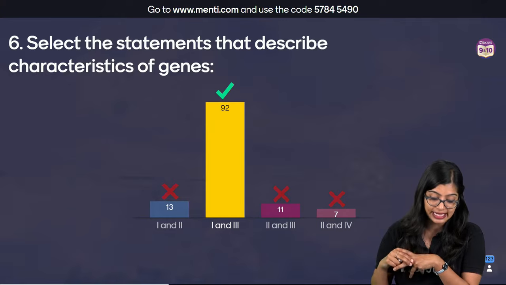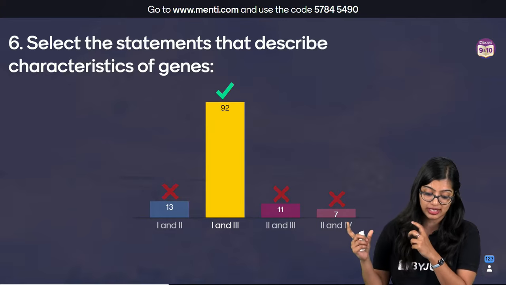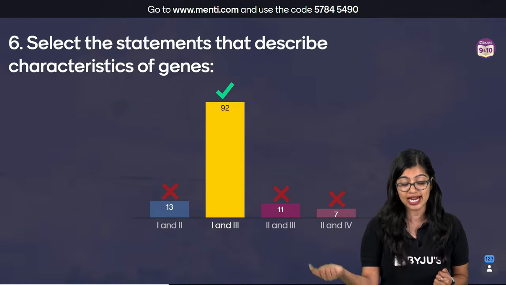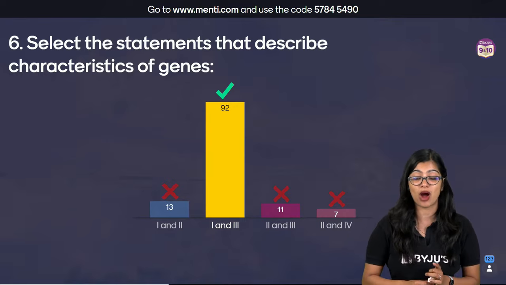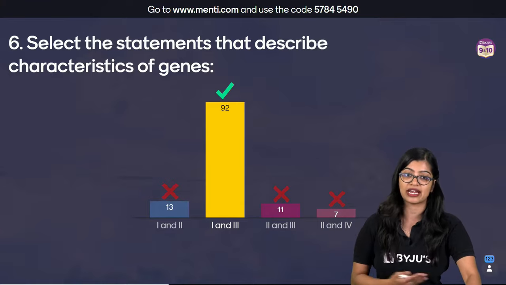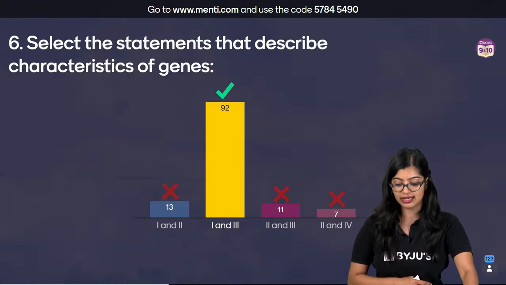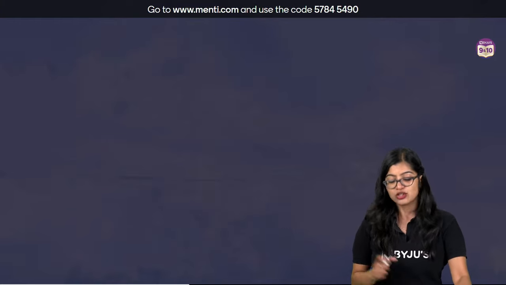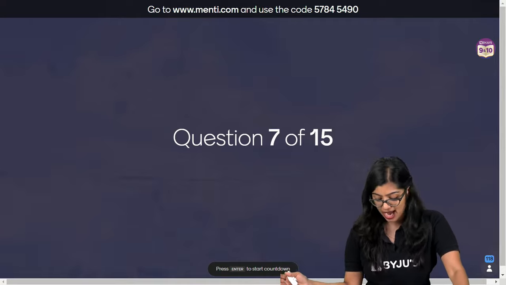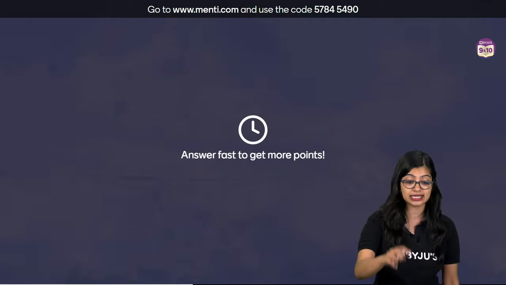Option 3 says that in individuals of a given species, a specific gene is located on a particular chromosome. Yes, that statement is also true. So the correct options here are 1 and 3. And of course, each chromosome has only one gene? No, each chromosome can have many genes. So the correct answer here is option B. For those of you who got confused, I hope now you are clear. And now we are moving on to question number 7.